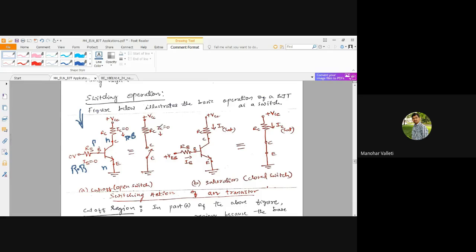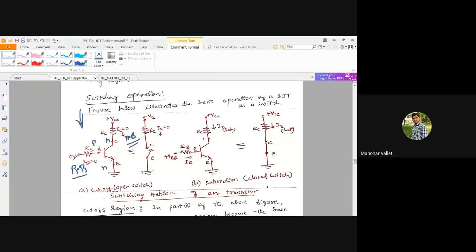Cutoff region and saturation region. So here in figure A, we see that the input junction is reverse biased and the output junction is reverse biased. So the circuit will operate in the cutoff region.